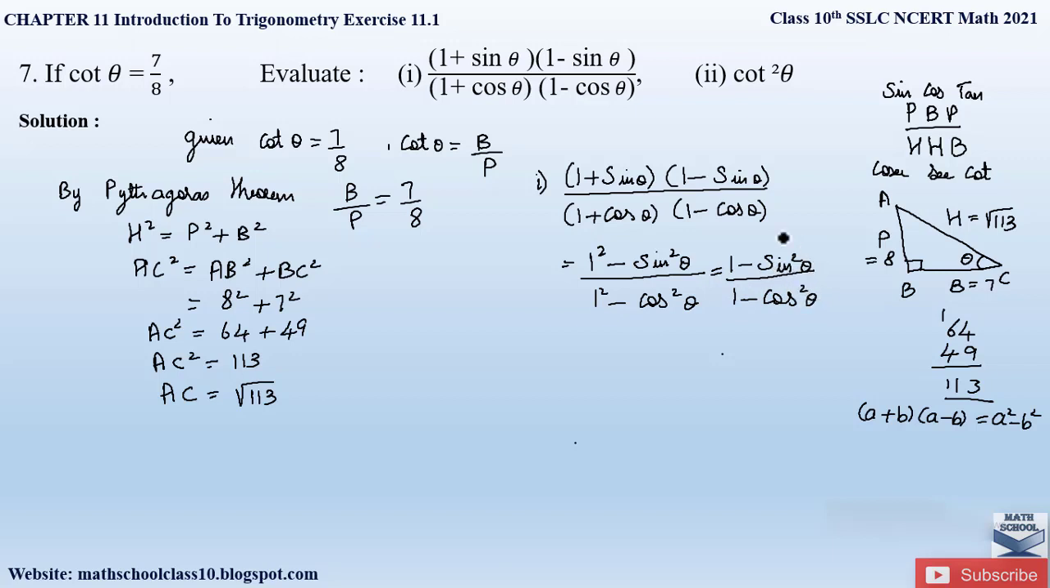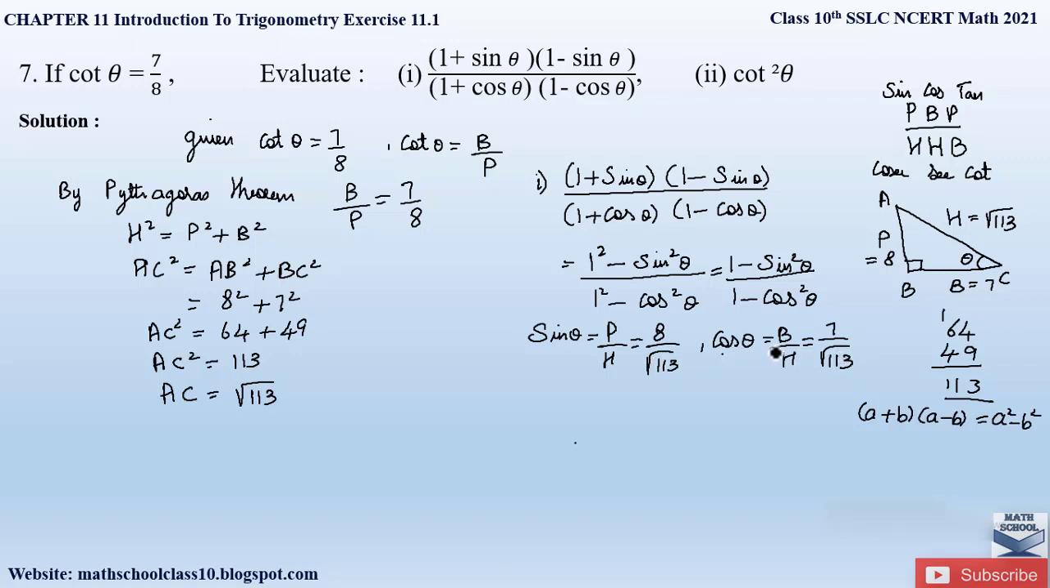Right? So now let us find out the sine and cos theta values. So sine theta is given by perpendicular by hypotenuse, right? So perpendicular here is 8 and the hypotenuse is root of 113. Similarly, let us find out the cos theta value. Cos theta is given by base by hypotenuse, where base value is 7 and hypotenuse is again root of 113.